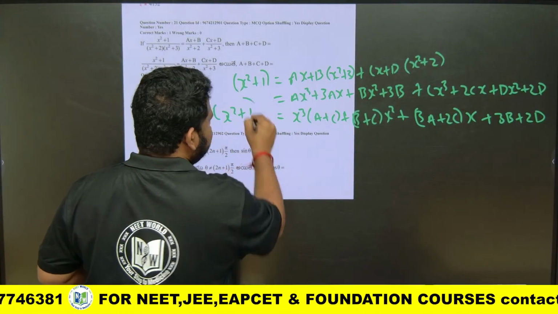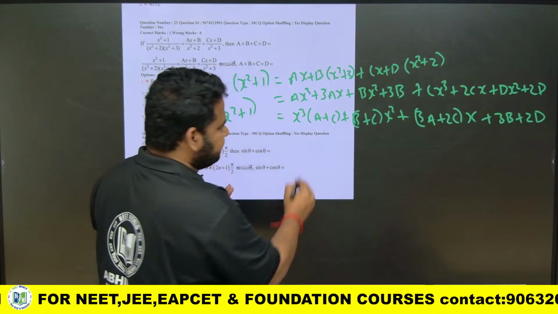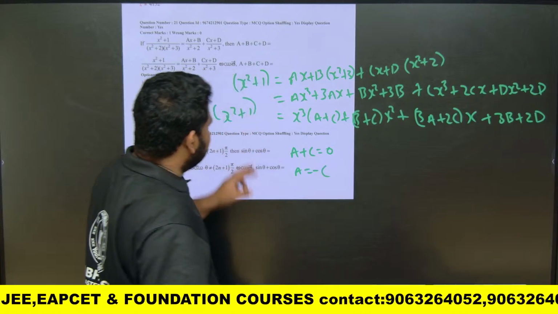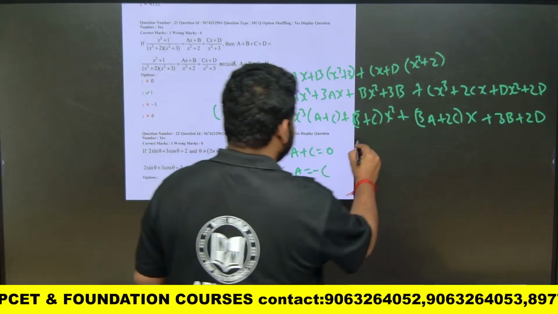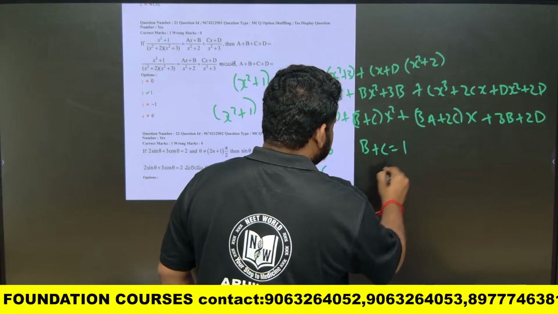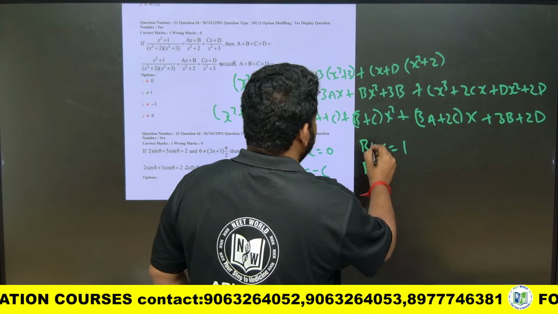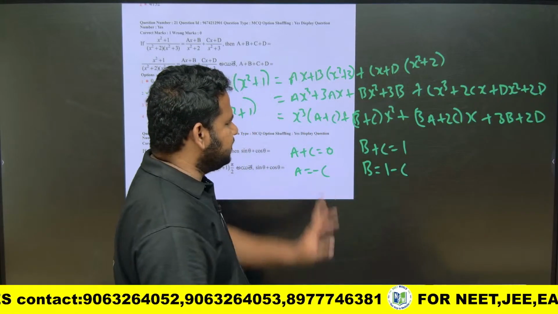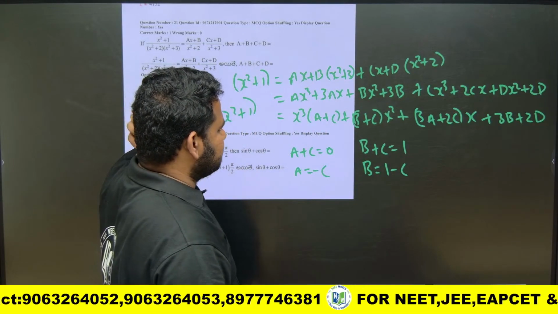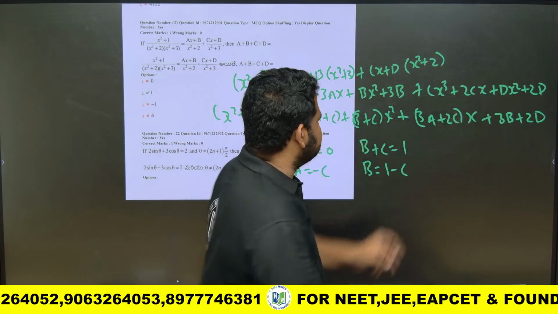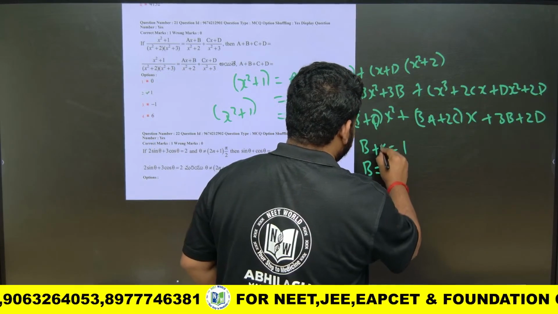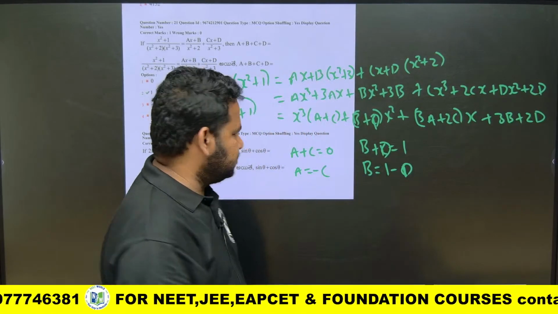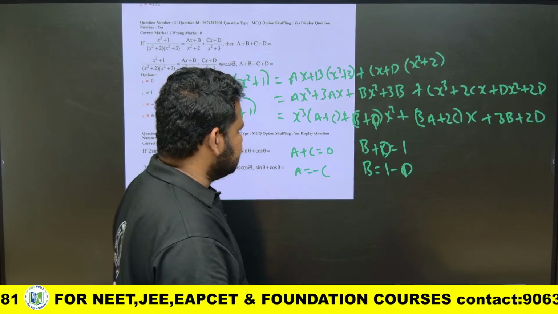What about x cube? On the LHS there is no x cube term, that means a plus c will be equal to 0, so a will be equal to minus c. What about x square? Just a minute, let us see. It should be d, not c: b plus d will be equal to 1. So b will be equal to 1 minus d.